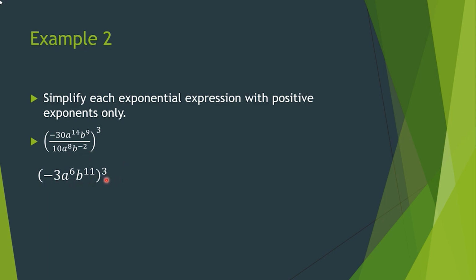Then what you would do next, since this is simplified and you can't do anything with it anymore, is raise each of these to the third power. So that would be negative 3 raised to the third power, which does give you negative 27. A to the 6 raised to the third power: use the power rule. So that's 6 times 3, which is 18. And then here, 11 times 3 gives you 33. And that would be your final answer.